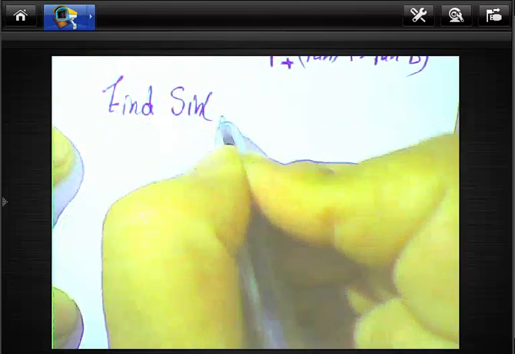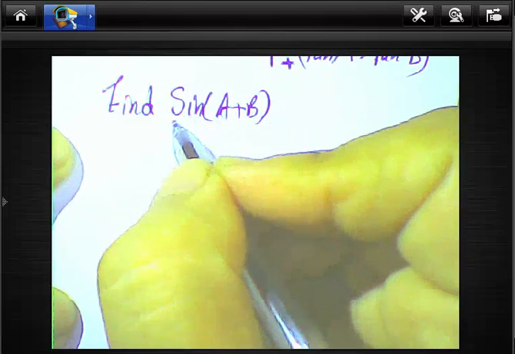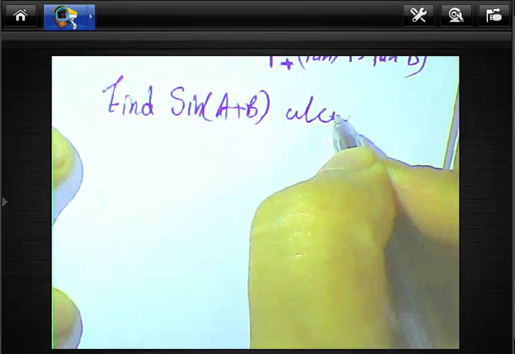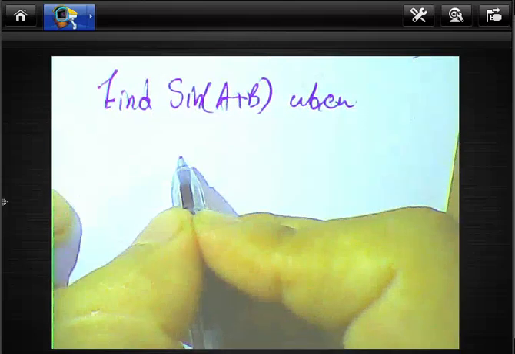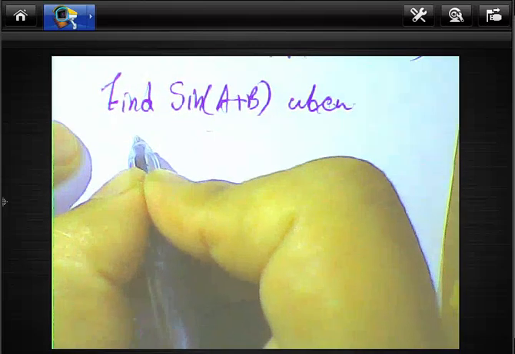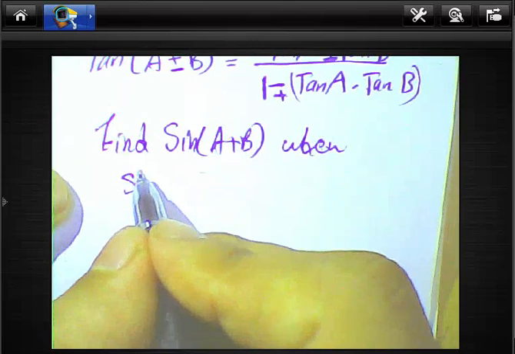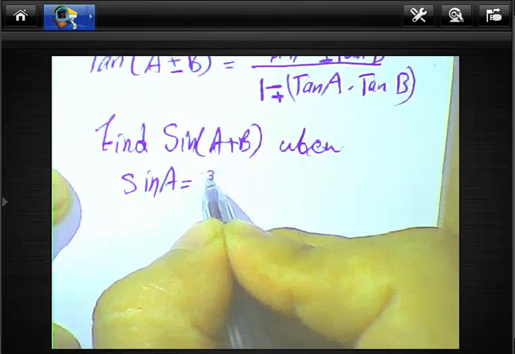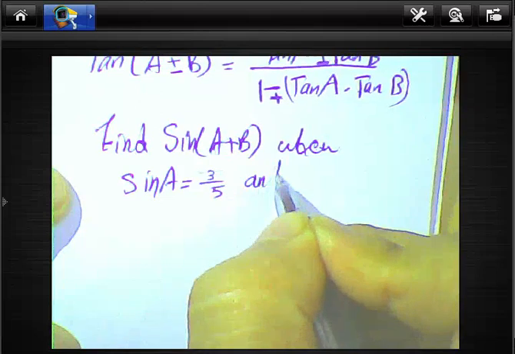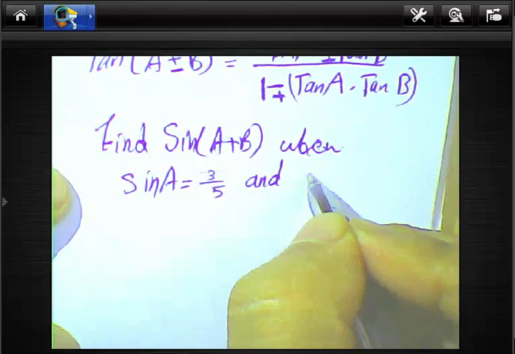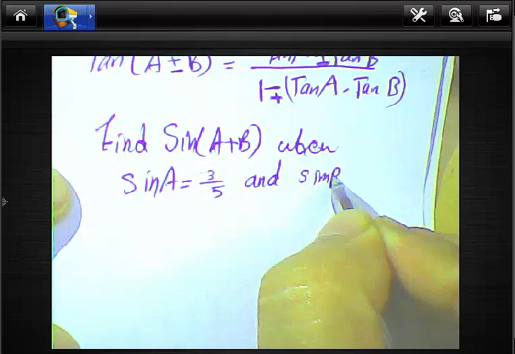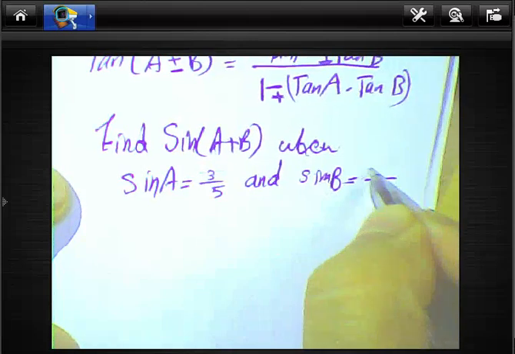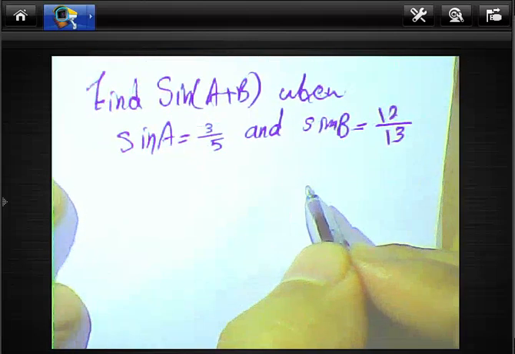Right, here is a question. Find sine A plus B when sine A equals 3 over 5 and sine B equals 12 over 13. We can solve it.